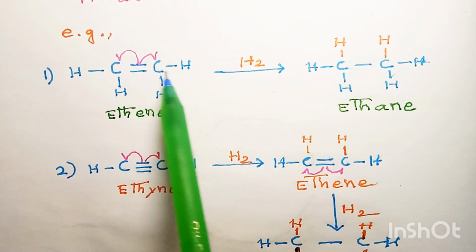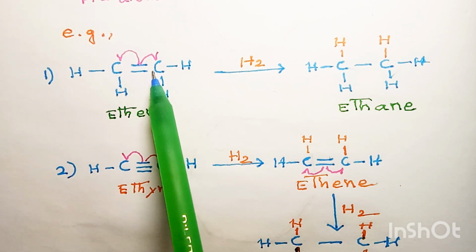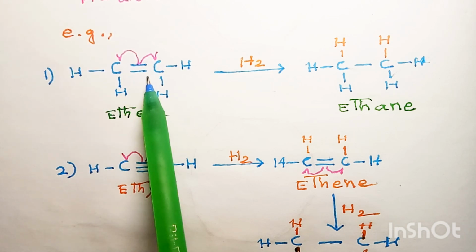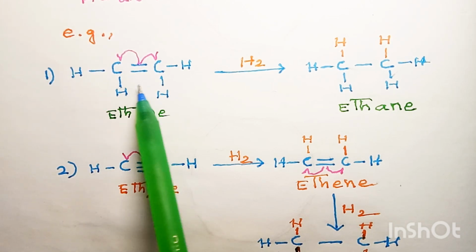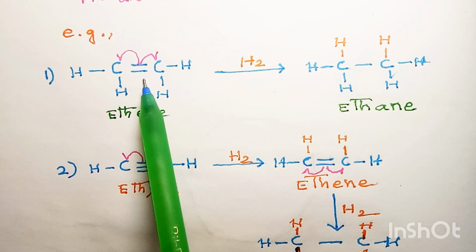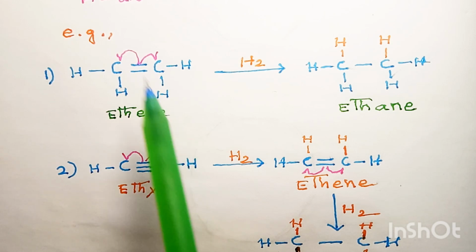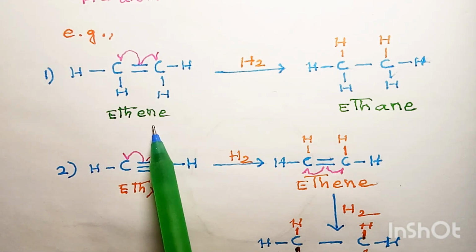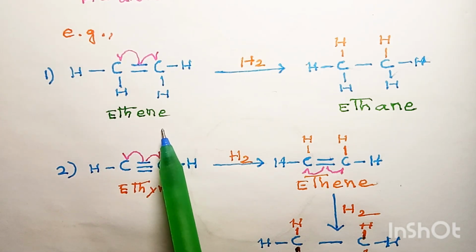Similarly, this carbon is having 2 bonds with this carbon atom, and this carbon atom in turn is having 2 bonds with this carbon atom. So it is a double bonded hydrocarbon compound. This is an alkene. Its name is Ethene. We have learnt it in previous lecture.